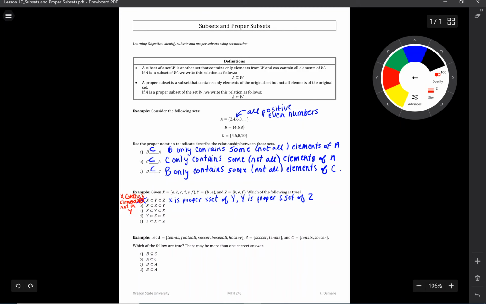So that was for A. A is not true. Okay, the next one says X is a proper subset of Z, and Z is a proper subset of Y. So let's first look at X is a proper subset of Z. That would mean that X only contains elements from Z. And we can see that that's not true. X contains A, B, C, D, E, F, and Z contains B, E, F. So X contains elements that are not in Z. So B is not true either.